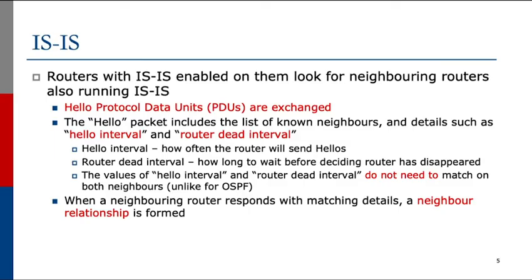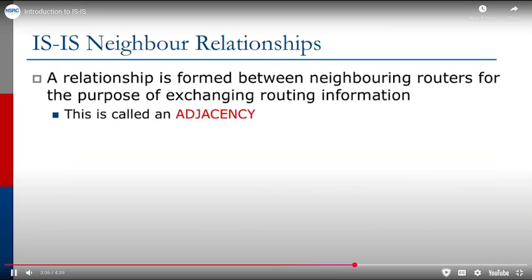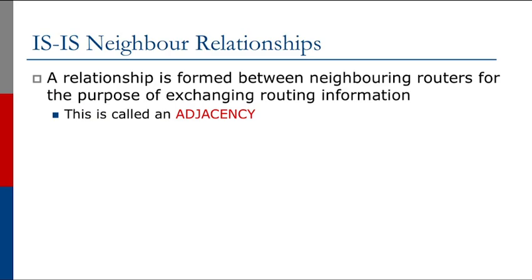The values of hello interval and router dead interval do not need to match on both neighbors, unlike in the case for OSPF. When a neighboring router responds with matching details, a neighbor relationship is formed. A relationship is formed between neighboring routers for the purpose of exchanging routing information, and this is what we call an adjacency.